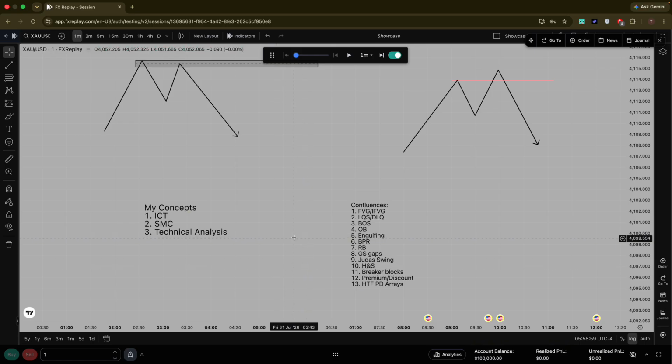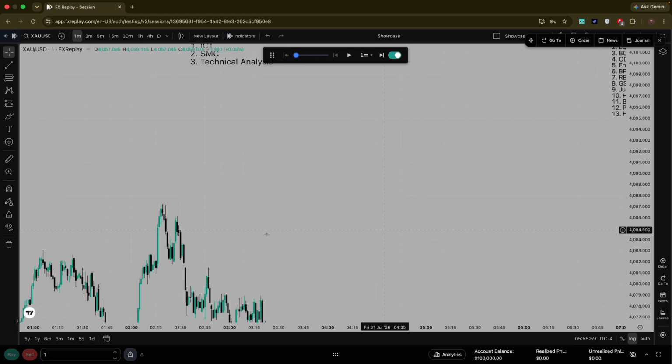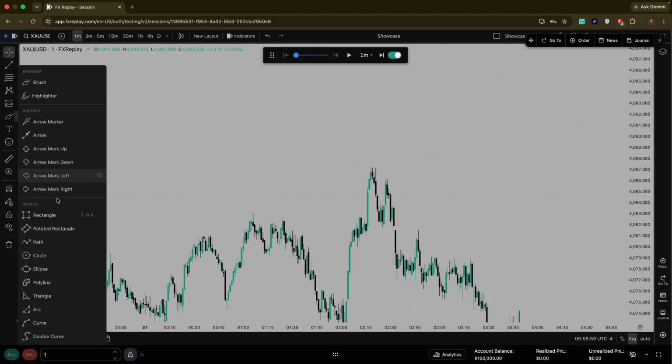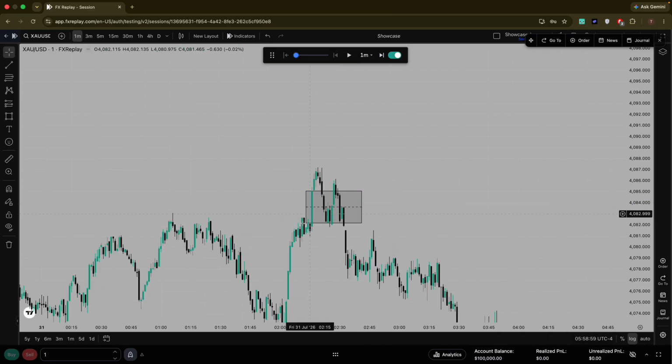Okay, moving on. Some confluence that I use is a fair value gap and an IFVG. It's very simple stuff. A fair value gap is, actually, very easy. It's rectangular. It's just a box or a gap left behind by a large displacement zone. As you can see, there's a larger candle here with no wicks inside of said candle. This is a fair value gap.